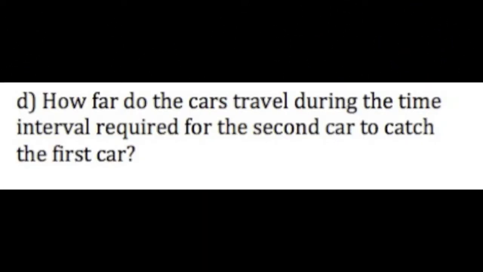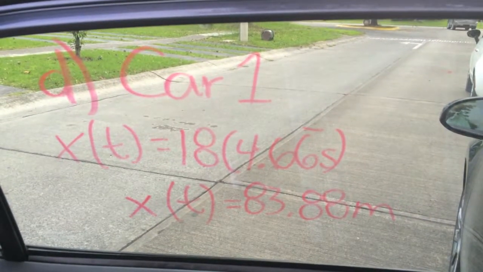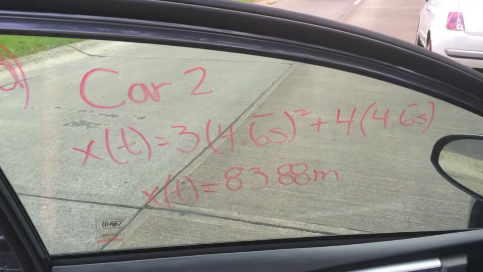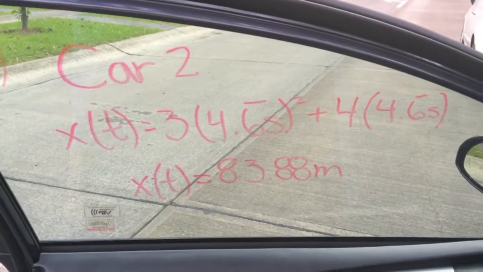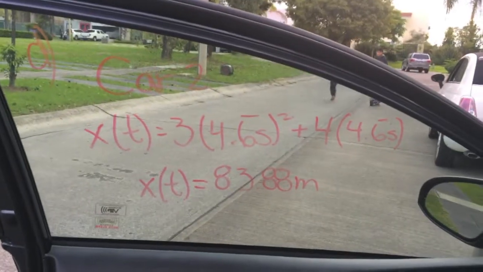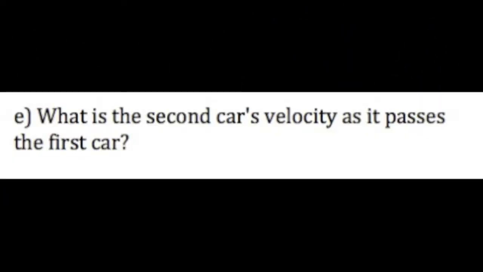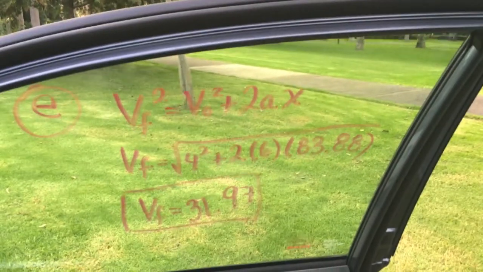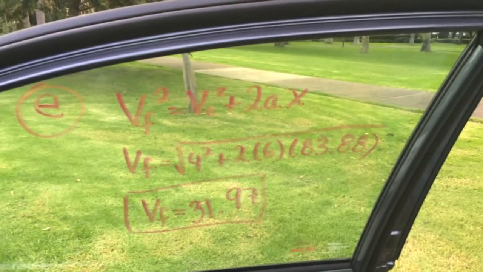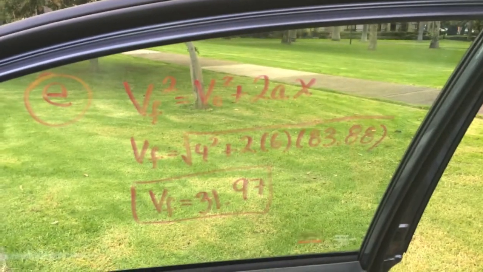Question D. How far did the cars travel during the time interval required for the second car to catch the first car? Here we use the position function for car 1 and car 2, and we substitute t with our answer from question C, and the result was 83.88 meters. For question E, we want to know the velocity of the second car as it went past the first car. So we use the formula final velocity squared equals initial velocity squared plus 2a times x. We only have to substitute and we get the result of 31.97.